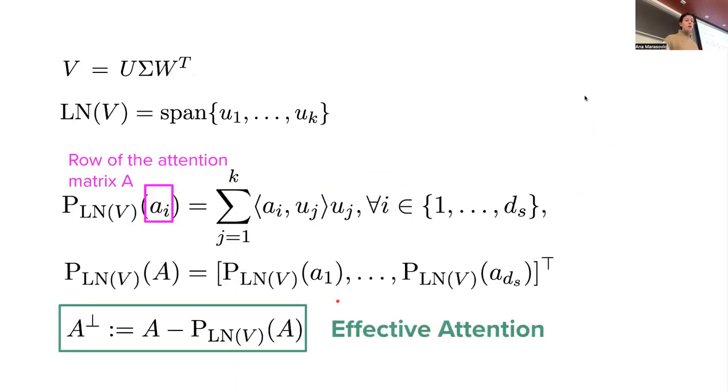These are just a bunch of equations on how to do that exactly. It's not really clear in the paper. They didn't really write it down. So if you are interested, just check out the video. I don't want to go over all of these details. But once you get the effective attention, which is, again, the component of the original attention matrix that's orthogonal to the null space of the value matrix.